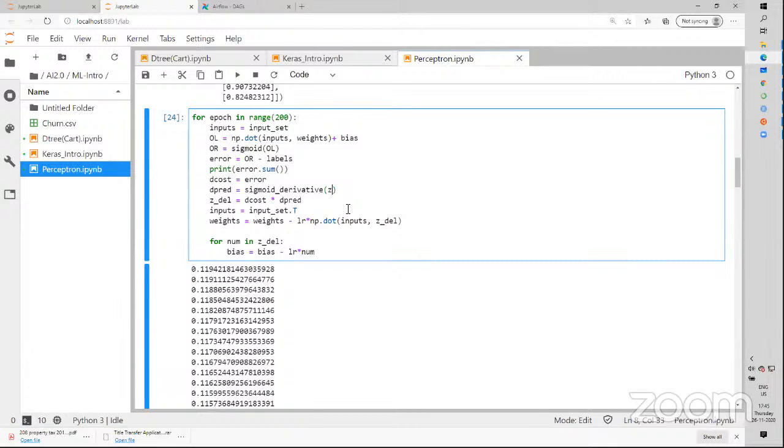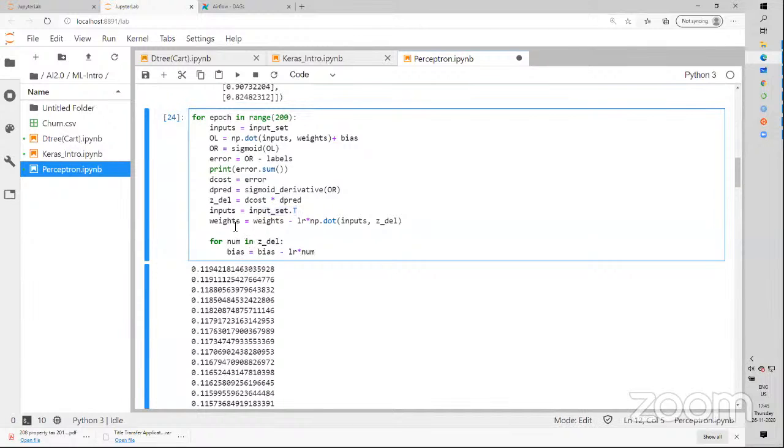So this should be OR, rename it to OR. And the derivative of these two is multiplied, dcast into dpred. Inputs. So we have the inputs which we have to multiply again, right? We are giving the inputs in the form of vectors, right? So we need to transpose that.